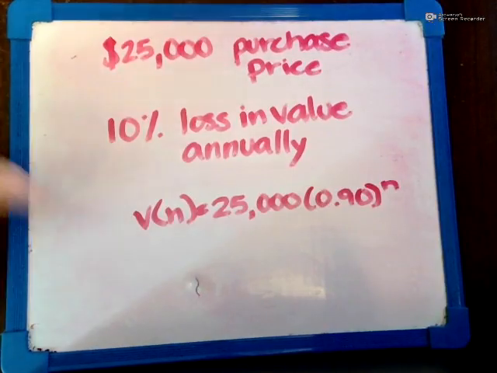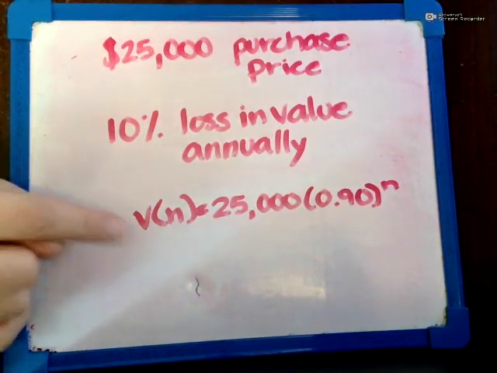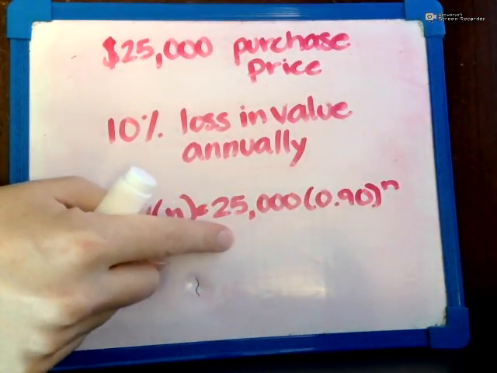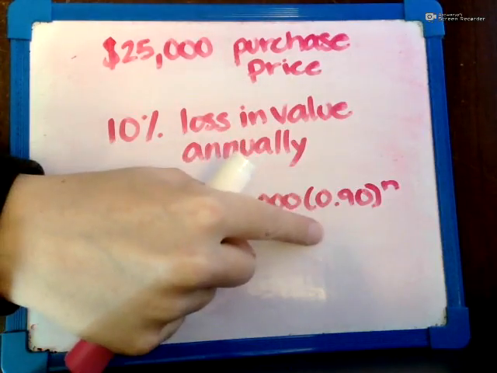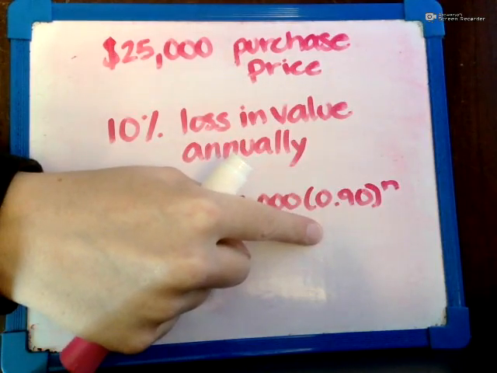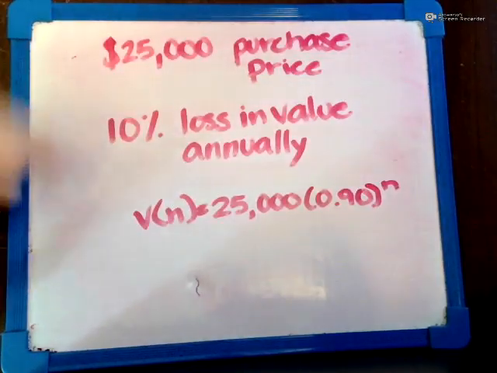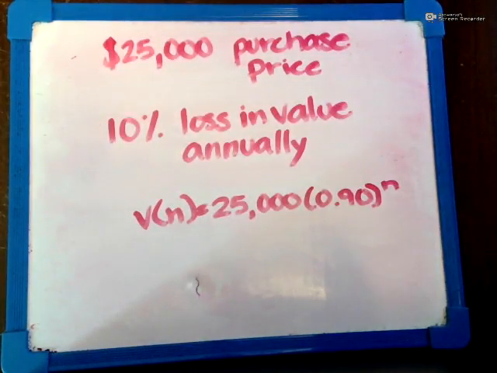Our formula is going to look like V of n is equal to $25,000, the original purchase price, times 0.90, which is 90%, to the power of n, with n representing the number of years, and V is the value of the car. So now we need to determine a reasonable domain and range.